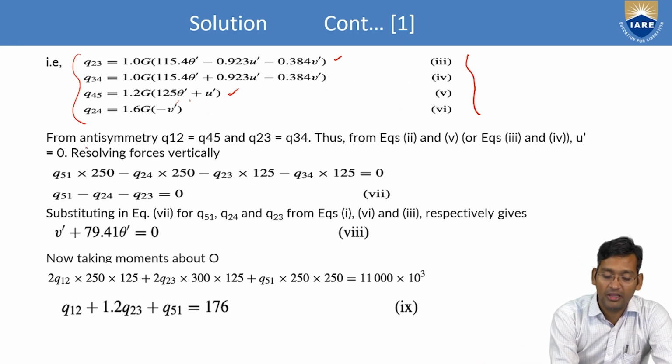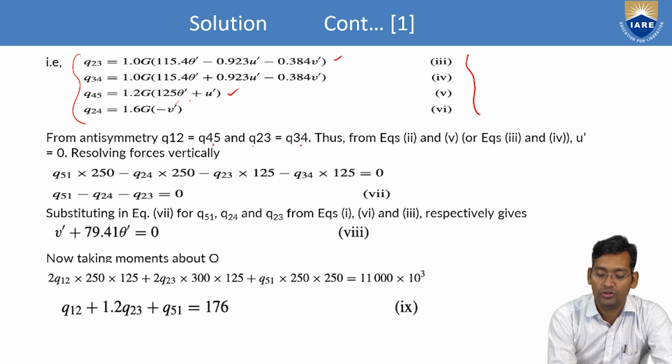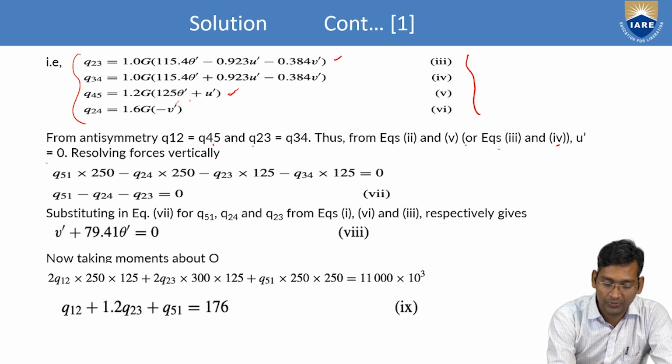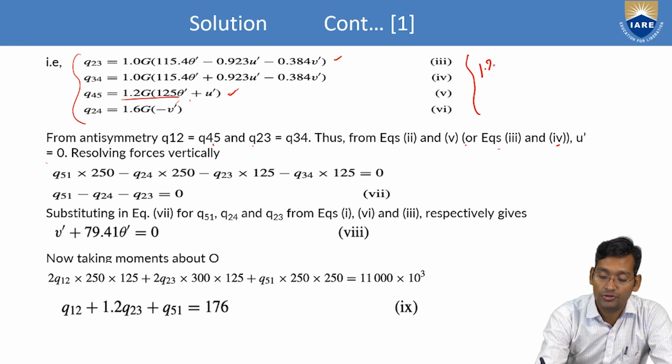Now just see, from the antisymmetry, Q12 equals Q45 and Q23 equals Q34. Thus from equations 2 and 5, that is Q12 and Q45, or equations 3 and 4, u equals 0. Just equate these two. From 5, Q45 equals 1.2 g into 125 theta dash plus u dash. That should equal 1.2 g into 125 theta dash minus u dash.